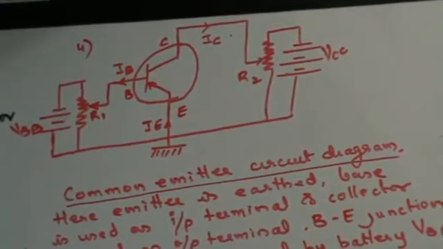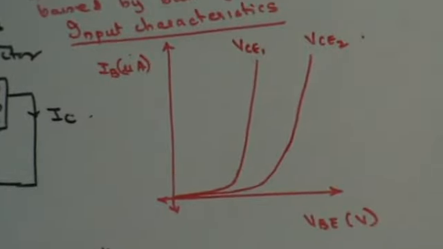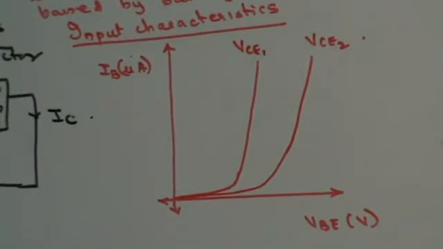Now every time the base emitter voltage gradually increases from 0, the base current remains 0 so long as the base emitter voltage does not exceed the potential barrier. As soon as the base emitter voltage exceeds the potential barrier, the base current slowly increases and then turns into a large value. You can see that from the graph. Fine.